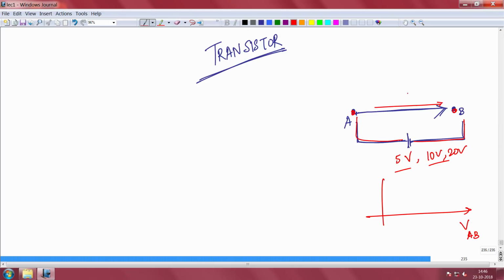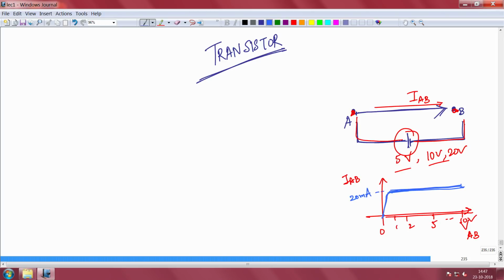The current that flows between A and B should be independent of the voltage you are applying between the two terminals, which means if I plot the current-voltage characteristics, it should be flat. Suppose this is 0, this is 1, this is 2, this is 5, this is 10 volt. It does not matter what voltage you are applying between these two points, the current that is flowing is constant, maybe 20 milliampere. Of course, at 0 it has to be 0, so it will come down to 0 like this.